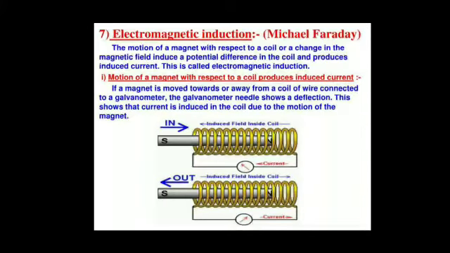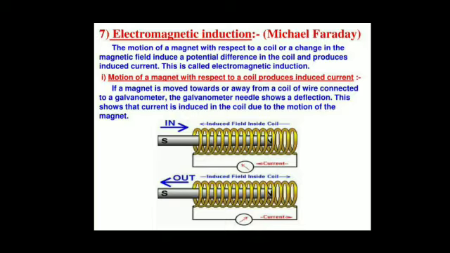Electromagnetic induction. This concept is given by Michael Faraday. The motion of a magnet with respect to a coil or a change in the magnetic field induces a potential difference in the coil and produces induced current. This is called electromagnetic induction.